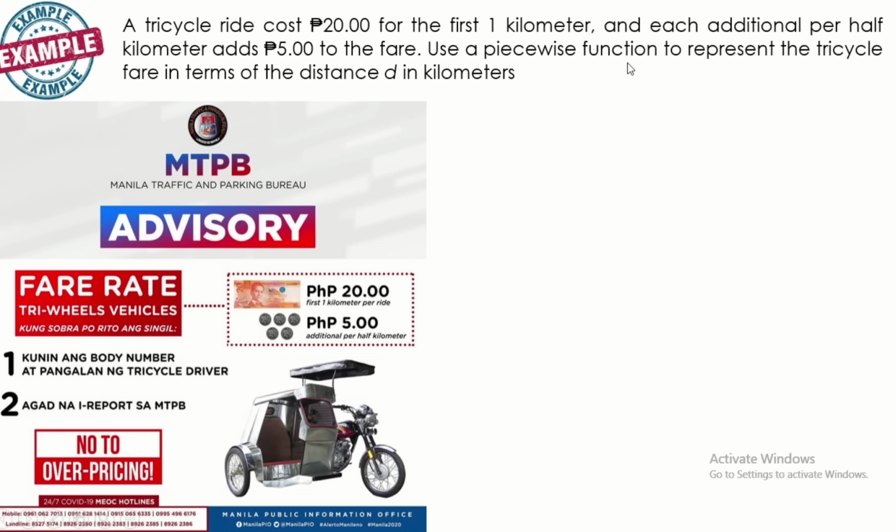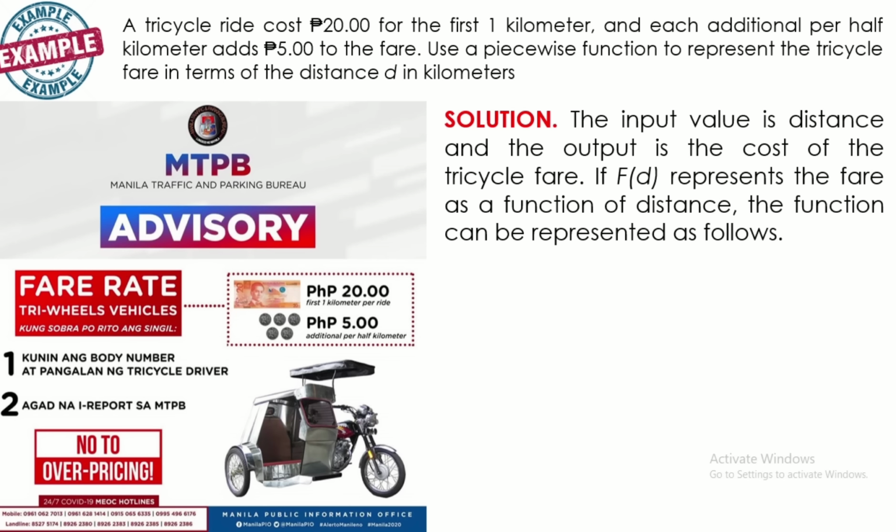Use a piecewise function to represent the tricycle fare in terms of a distance d in kilometers. So, ang gamitin nating letter yung d kasi distance. So, the input value is the distance and the output is the cost of the tricycle fare. So, we're using this as a representation of our function. So f of d represents the fare as a function of distance. The function can be represented as follows. So paano natin i-represent yan?